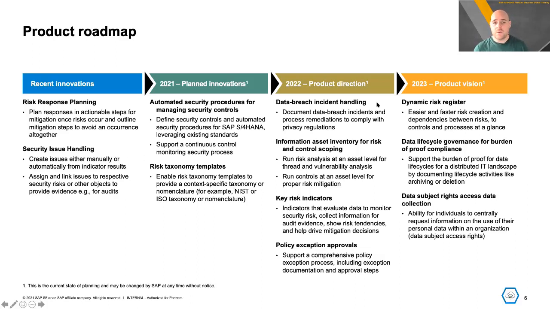And over the next year, what we want to do is data breach incident handling. This should be coming middle of the year, so end of Q2 probably. So more on the privacy side of the security issues. We will build an asset inventory similar to our risk and process organization hierarchies, an asset inventory where you can map risks and controls against. We will build key risk indicators. This will be coming beginning of Q3 next year.